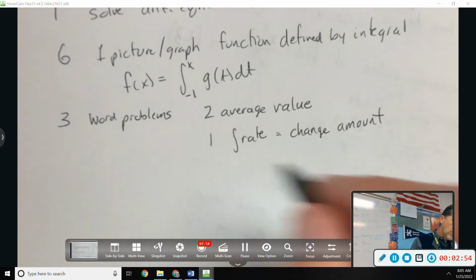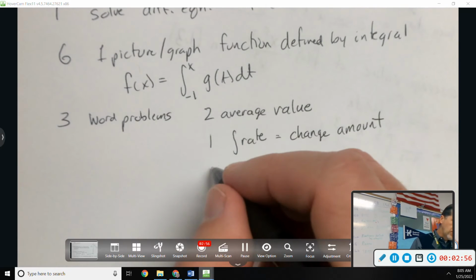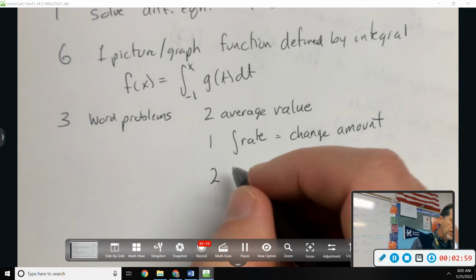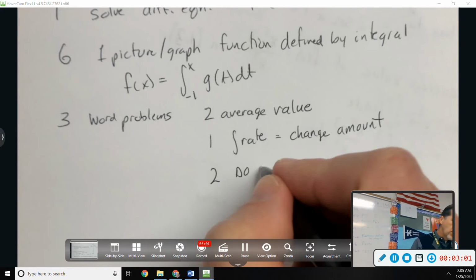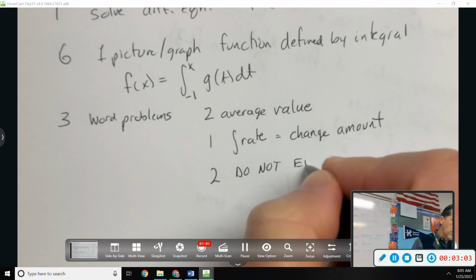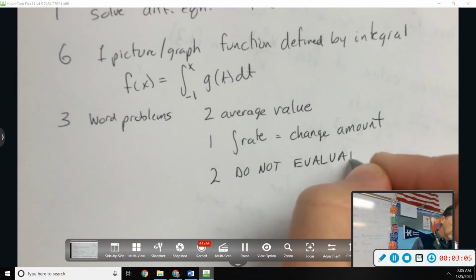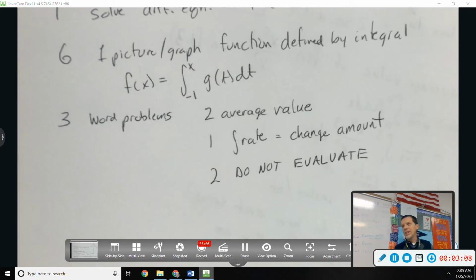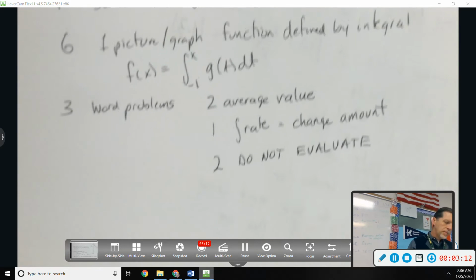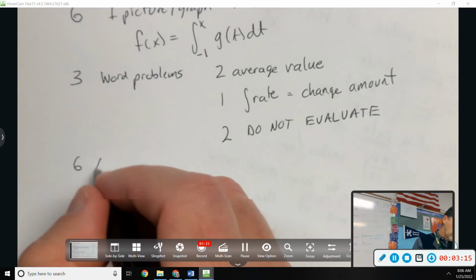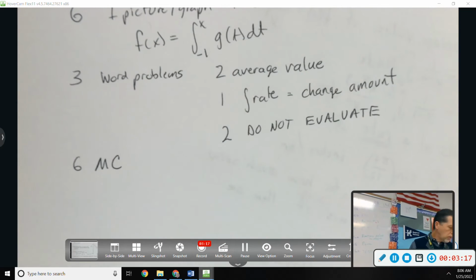And so obviously this doesn't add up to 3 because there's some overlapping things here. But 2 of those are set up but do not evaluate type problems. So your answer will have an integral in it, and that's fine because it tells you that's okay. And then 6 multiple choice. Mostly integration. Well, I guess all integration.